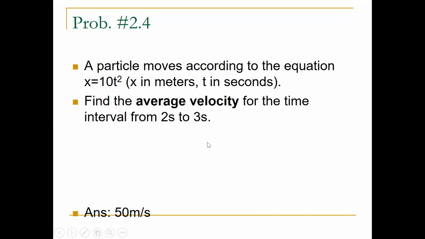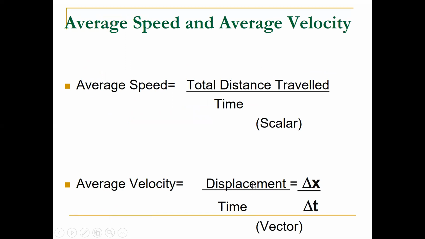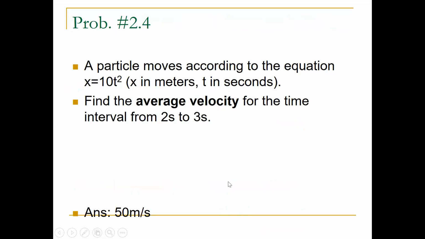So if we did 50 meters, how long did it take us to travel that distance? And the two times we're looking at here are 2 and 3. 3 minus 2 is 1. 50 over 1 is 50. Notice our units here. We've got meters per second. We've got position change, which is measured in meters, over time change, which is measured in seconds. So that's where our unit for meters per second comes from, and this is our average velocity.